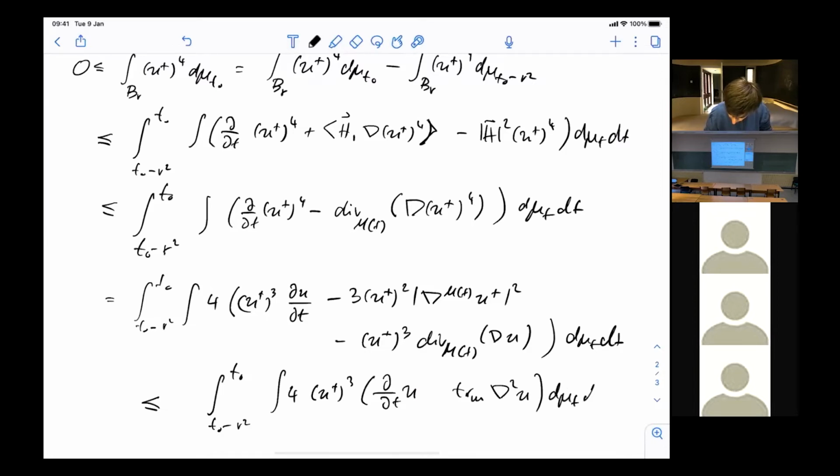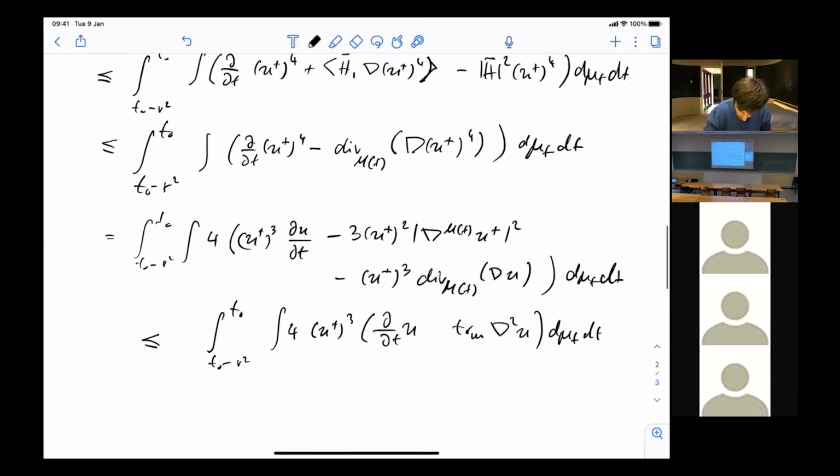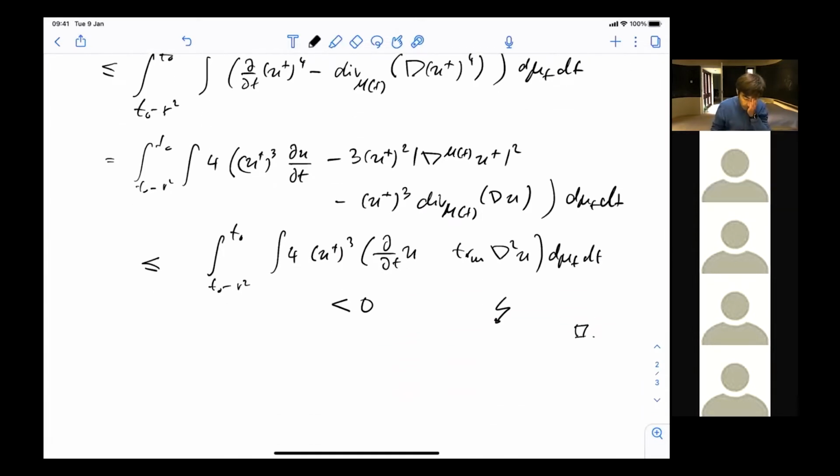d mu t dt. Because we have the u plus already here, we're already cutting out, and that is strictly less than 0. So we get a contradiction that proves this theorem. So it's just sort of the strong maximum principle, just using the integral representation to localize that.